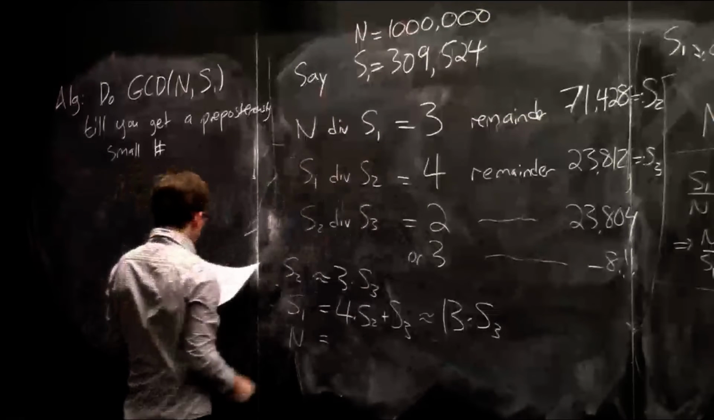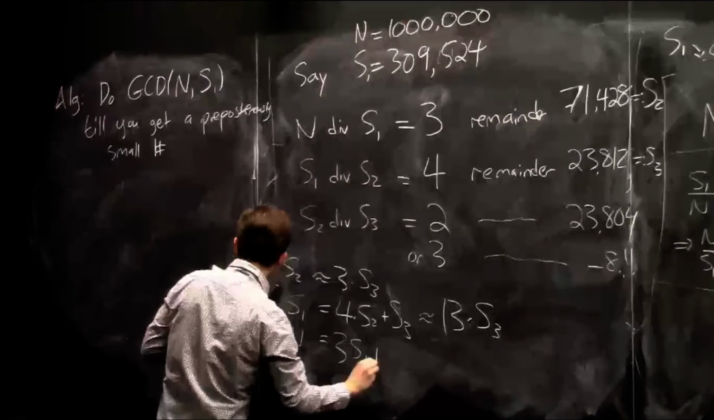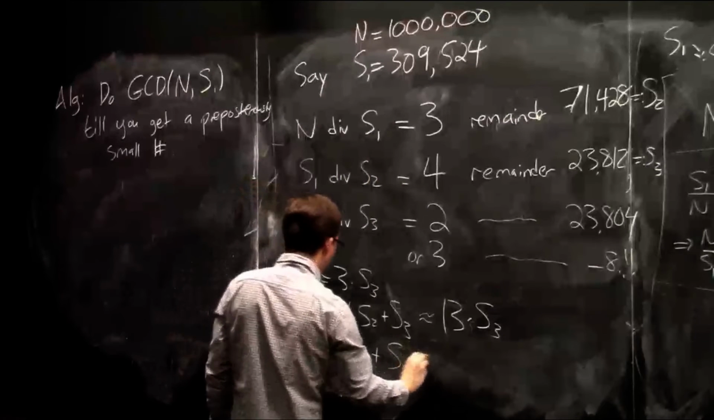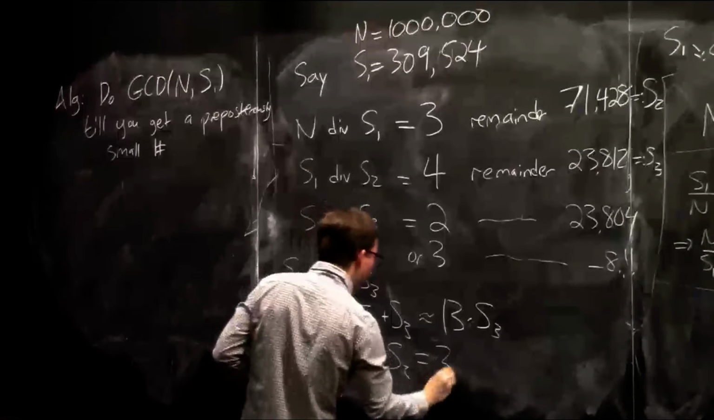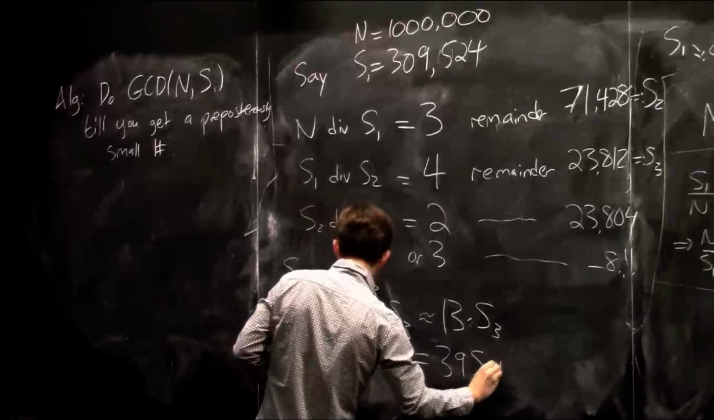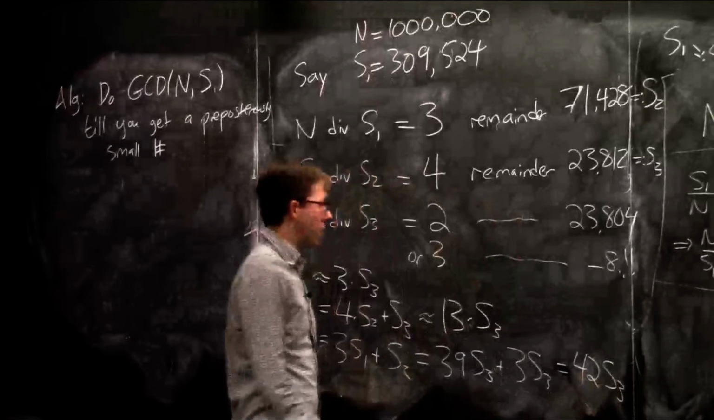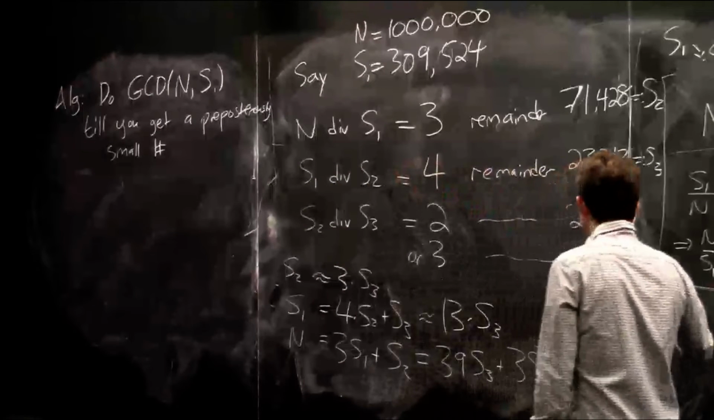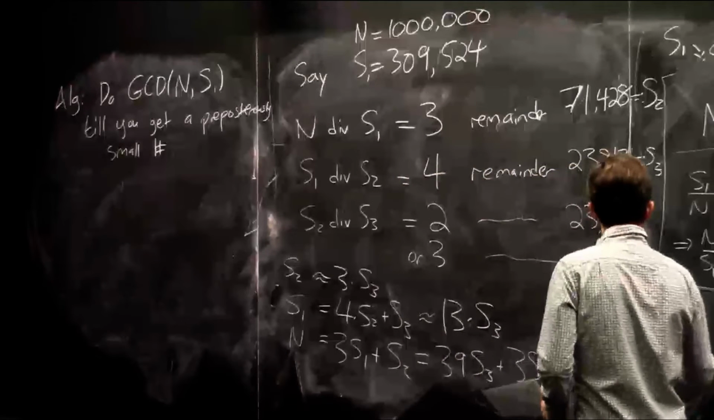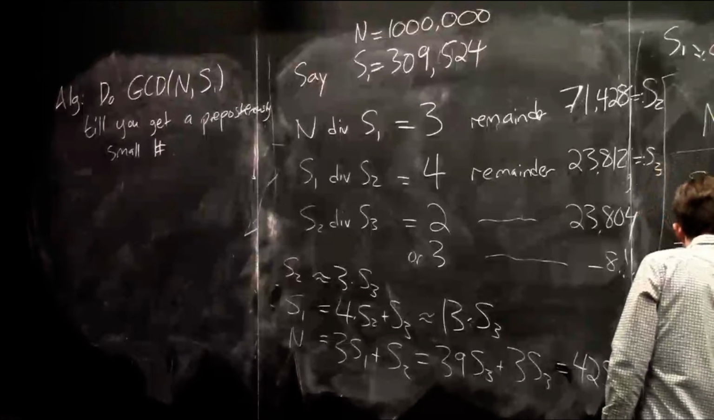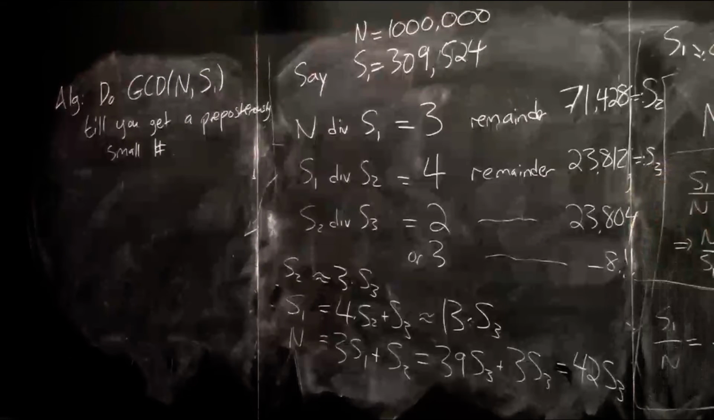So N is 3 times S1 plus S2. That's the first step. But now we can write both of these in terms of S3. So it's 39 S3s plus 3 S3s, which is 42. Look at that, 42 S3. And so the final answer, S1 over capital N, is 13 over 42. That's the great answer to the question.